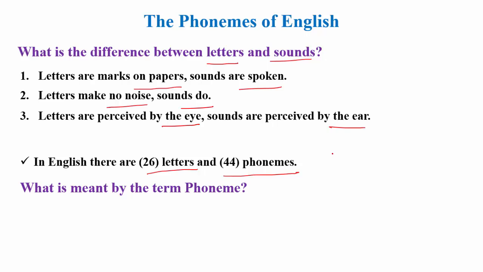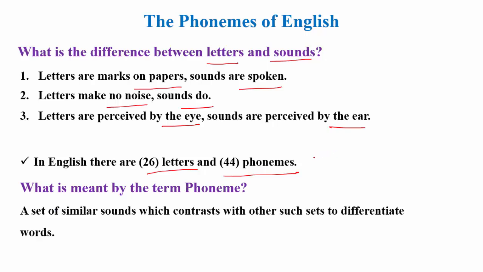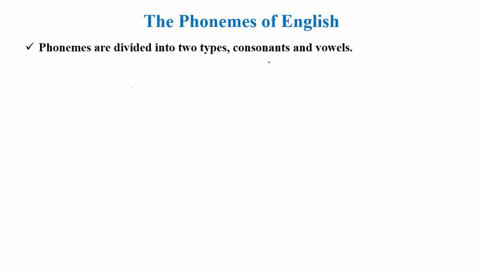Now, what is meant by the term phoneme? Phoneme is a term which refers to a set of similar sounds which contrasts with other such sets to differentiate words. Phonemes are divided into two types, consonants and vowels.